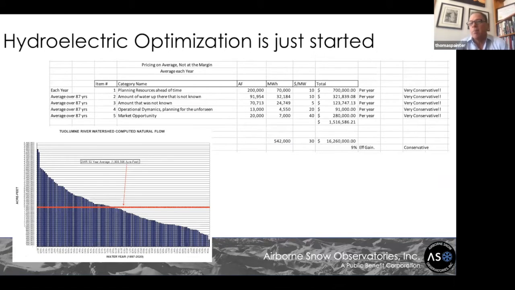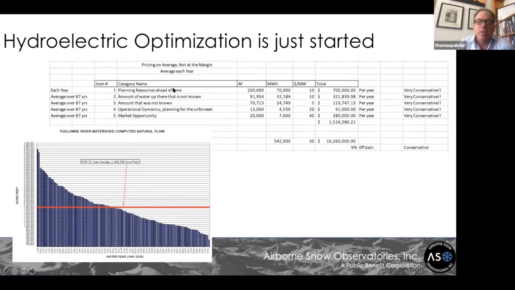Hydroelectric optimization is really just starting with the ASO data. This is an analysis from West Moynier with Turlock Irrigation District, and I highlight this plot in the lower left. So hydroelectric optimization would be really, really easy if every year was the same, if we knew every year's acre feet. But we don't. The average year almost never happens, and they're rather stochastic with their clustering, and so being able to optimize is absolutely critical.